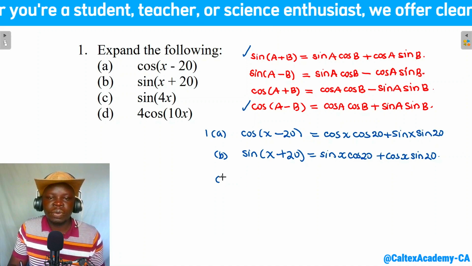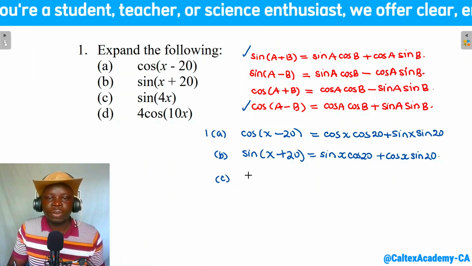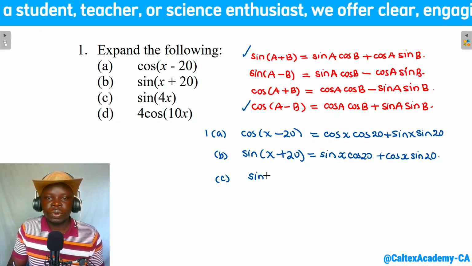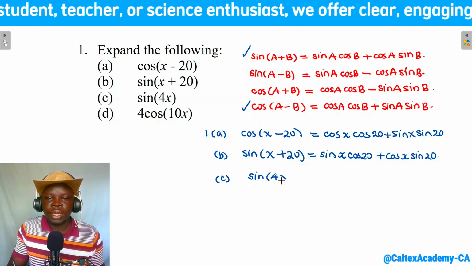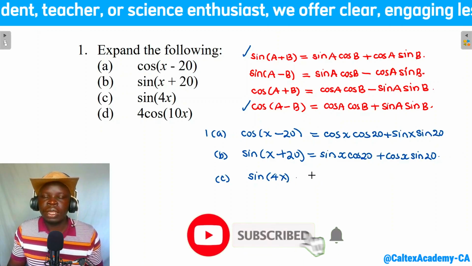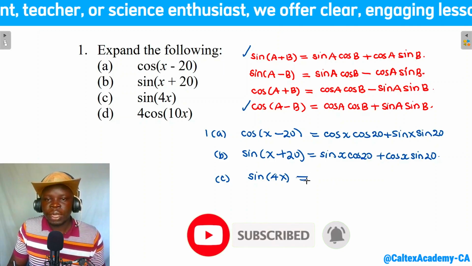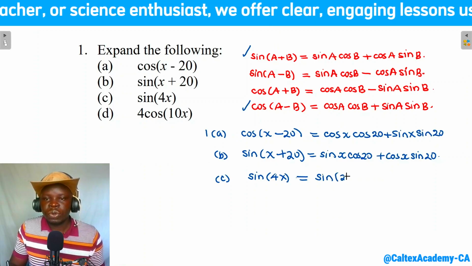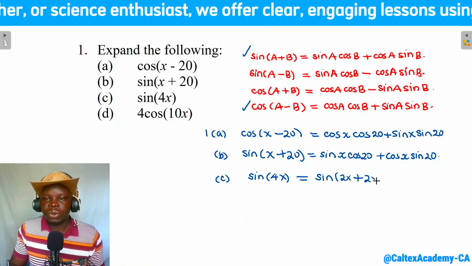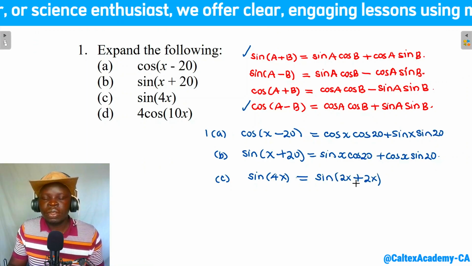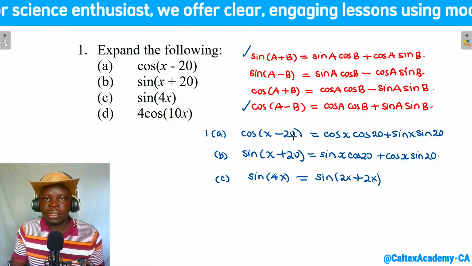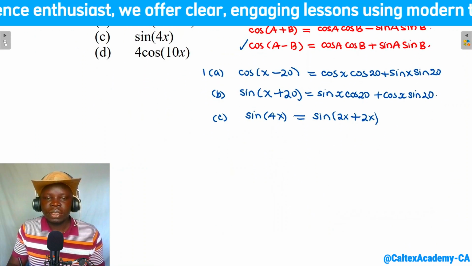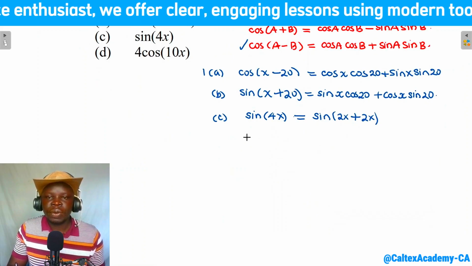Let's move on to the next one, and that is part C. For part C, we have two options of working this out. The first one, I'll walk us through expansion using compound angle. Then the second one, we'll also use double angle. With compound angle, we can split this angle into two, so that we have sine of 2x plus 2x to represent A and B. When you sum them together, you get back 4x, so we have not made any change. Now let's move on to the second part here, and we continue with our expansion.